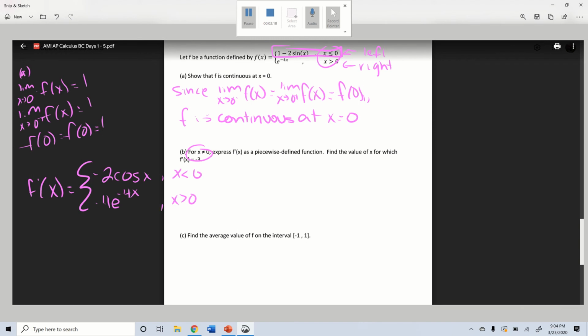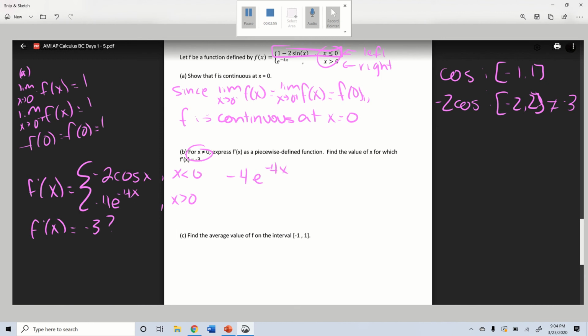So we want to find where f prime of x equals -3. First of all, we need to think through that there's two options here. It could either be the cosine option or the e option. Now our issue, though, is that cosine by itself has a range of -1 to 1. So -2 cosine is going to have a range of -2 to 2, which means it will never equal -3. So we can ignore that cosine part and just focus on this part, setting it equal to -3. So we'll divide by -4.